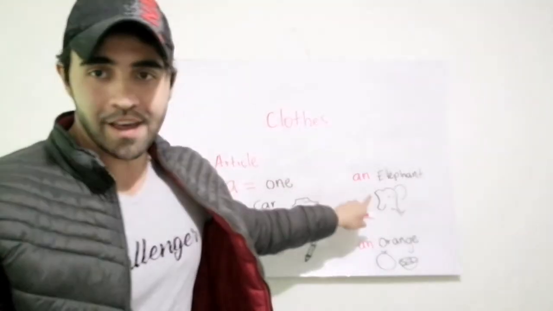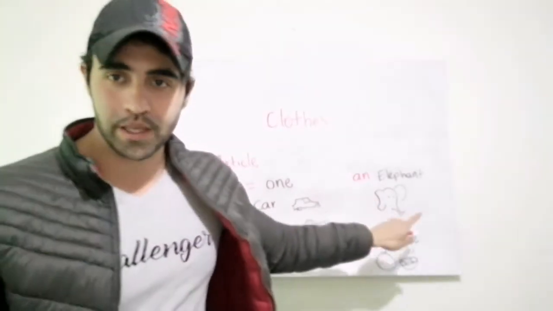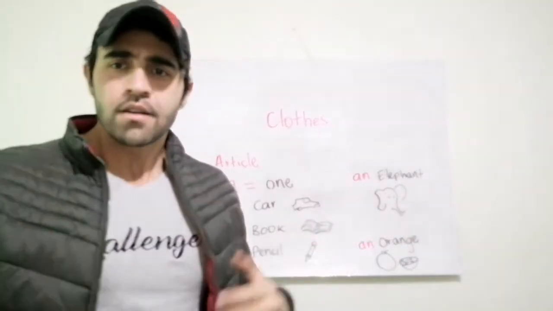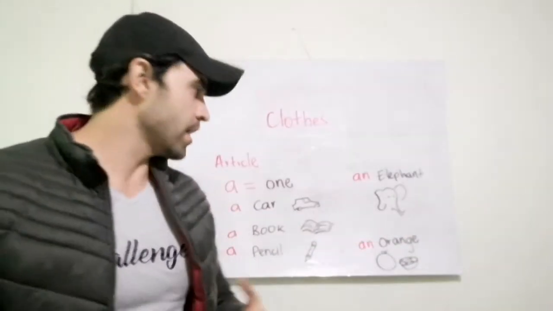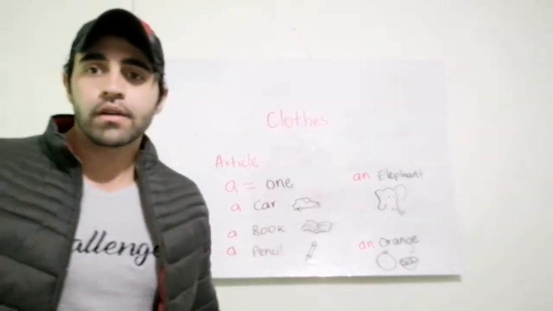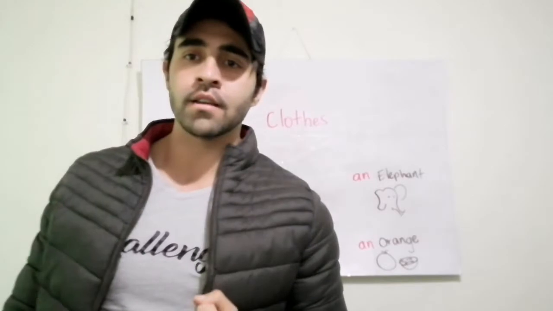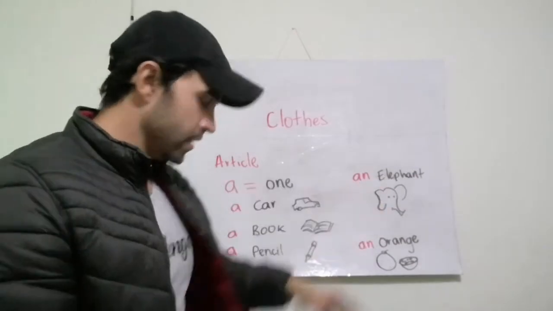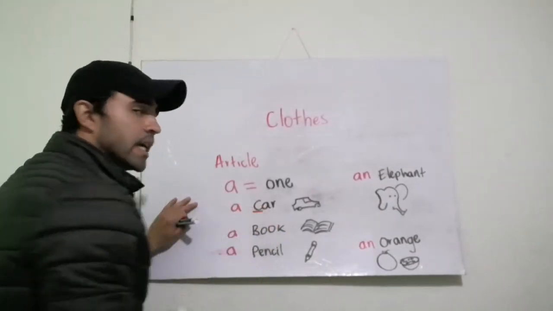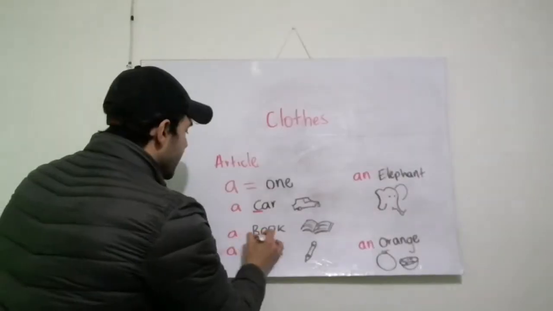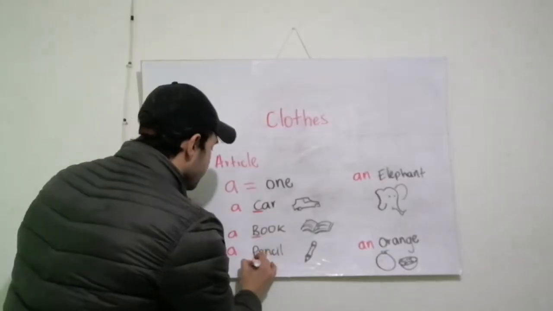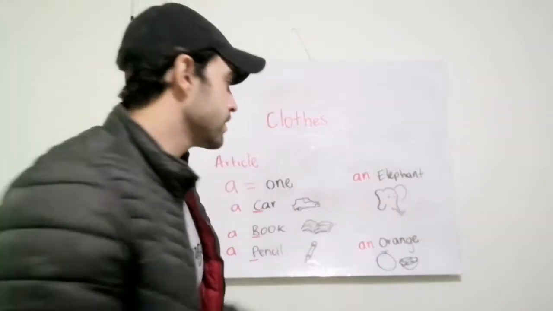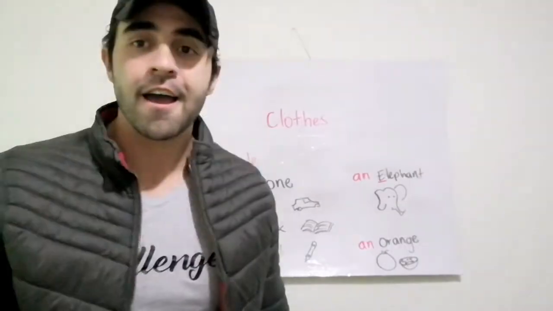But here we have another example, and pay attention because this is a little bit different. We say an elephant. Why do we say an elephant and we don't say a elephant? Well, basically because we have one essential rule in English that's very simple but important. Here, notice that car, the letter C, is a consonant. Letter B is a consonant. And letter P is another consonant. But in the case of elephant, letter E is a vowel.